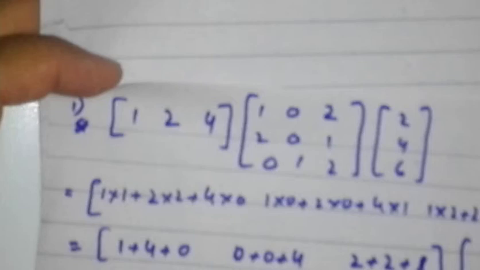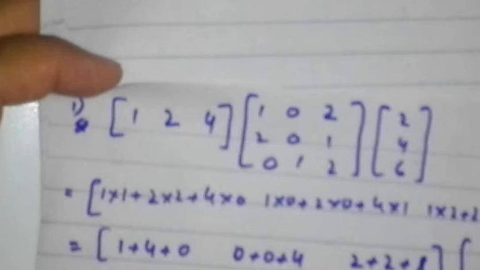1 minus 2 3 into 2 minus 1 5, 0 2 4, minus 7 5 0, minus 2 minus 5 7. Solution. First row with first column, 1 into 2 plus minus 2 into 0 plus 3 into minus 7.